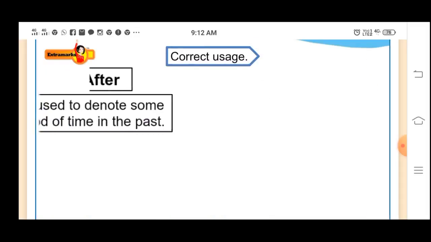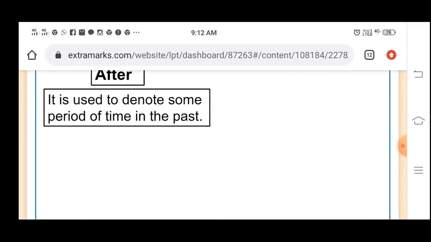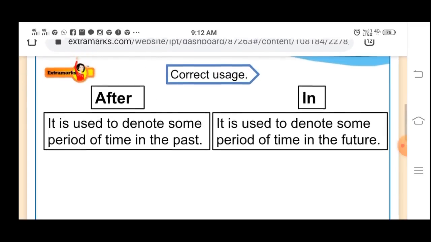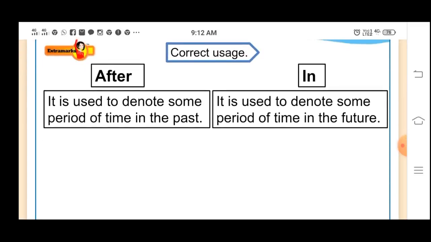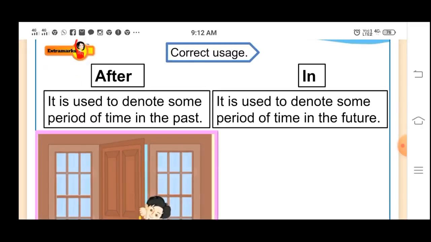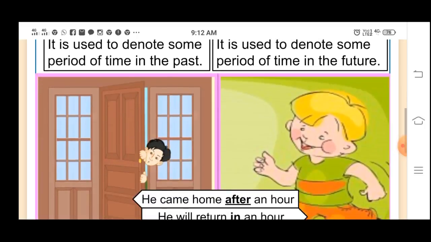After is used to denote some period of time in the past. In is used to denote some period of time in the future. For example, he came home after an hour. He will return in an hour.